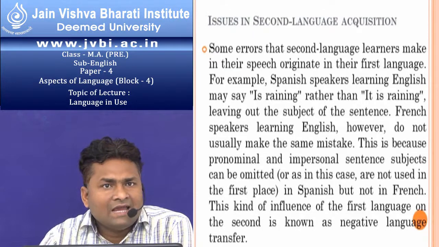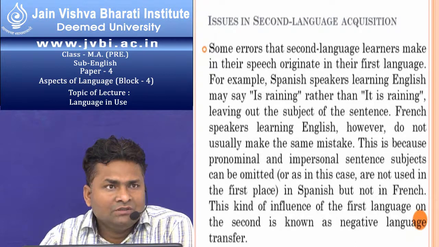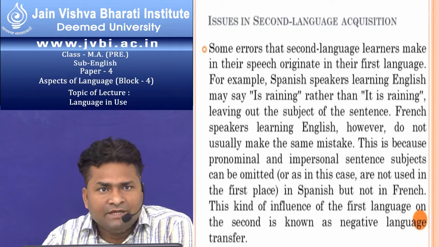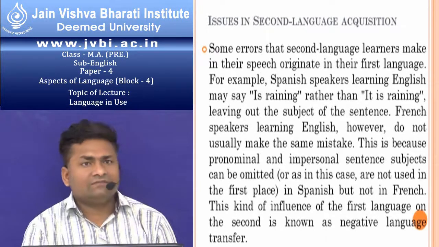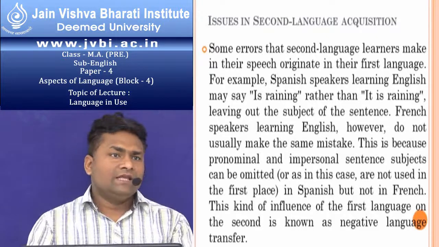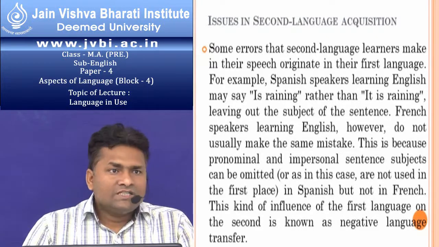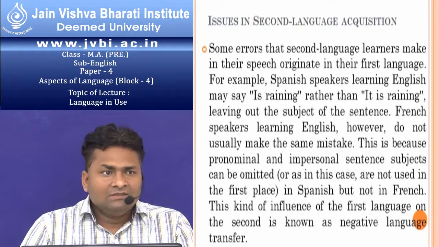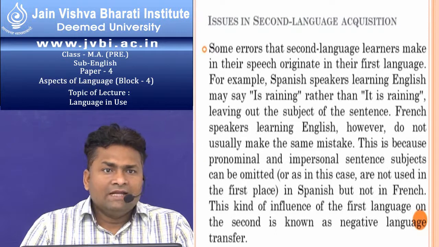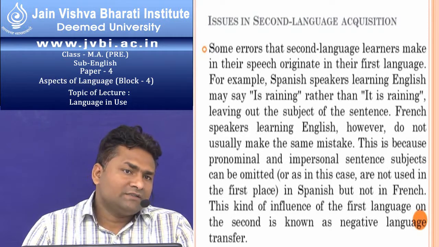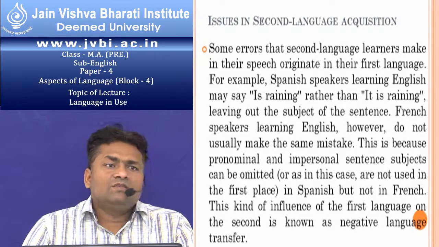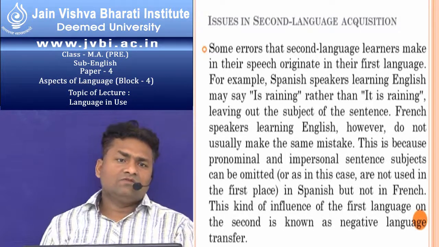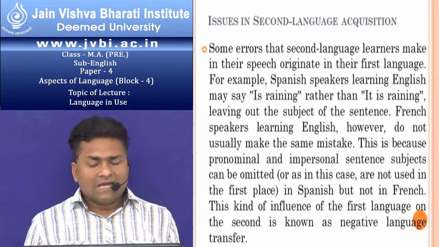Some errors that second language learners make in their speech originate in their first language. For example, Spanish speakers learning English may say, "is raining," rather than "it is raining," leaving out the subject of the sentence. French speakers learning English, however, do not usually make the same mistake. This is because pronominal and impersonal sentence subjects can be omitted in Spanish but not in French. This kind of influence of the first language on the second is known as negative language transfer.